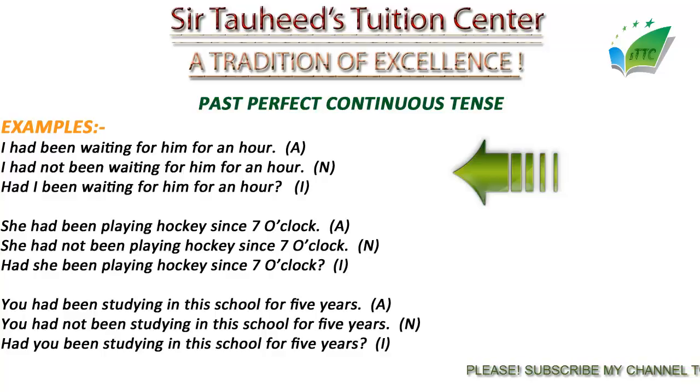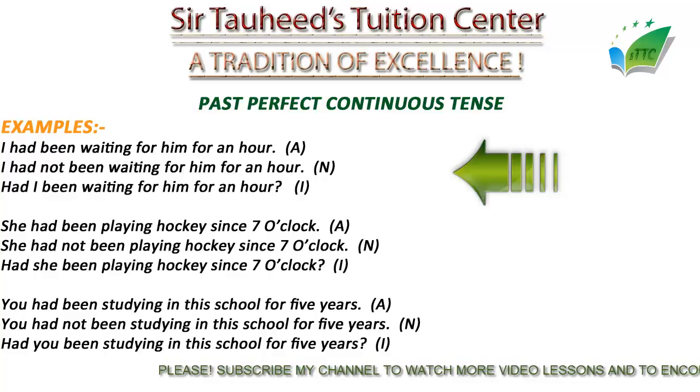Now if we want to make its negative sentence, all we have to do is put not between had and been, and then we keep all the things the same. So the sentence will become: I had not been waiting for him for an hour.